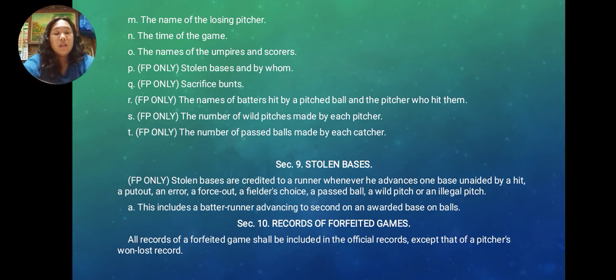So next is Section 10, records of the forfeited game. All records of a forfeited game shall be included in the official records except that of a pitcher's won-loss record.